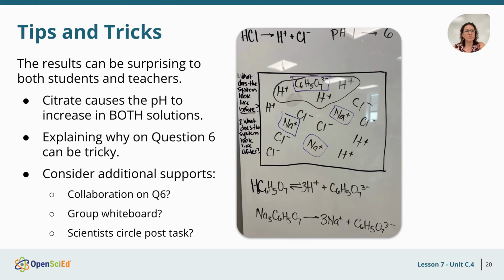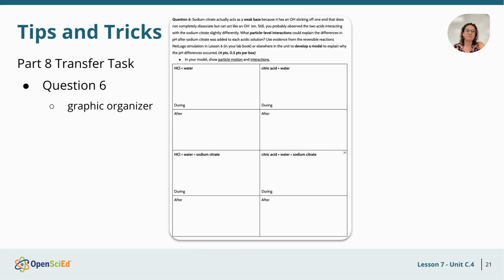If your students struggle with this prompt, don't be afraid to add in some collaboration to the task. Learning through assessment can be really powerful. Students might do some collaborative whiteboarding, or you might even consider circling up after the task to make sense of the discrepant results after they finish.